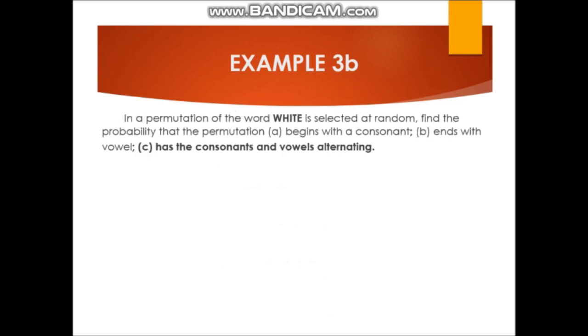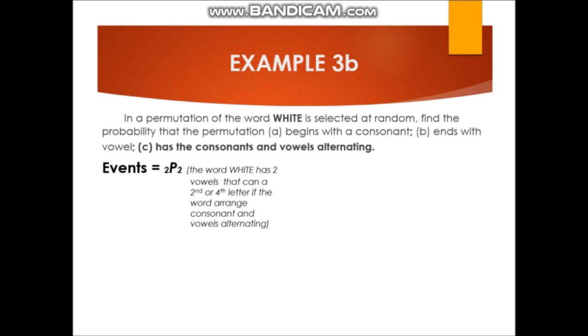So letter C has the consonant and vowels alternating. Ibig sabihin, alternating naman. Consonant, vowel, and consonant. Ibig sabihin, palitan ng pwesto. From the word itself, alternating. In this case, we have 2 vowels. That is letter I and letter E. So, solve muna natin yung vowels. That is 2P2. So, therefore, that is 2 factorial or simply 2 times 1 is equal to 2 ways.